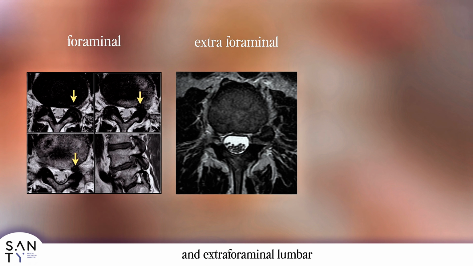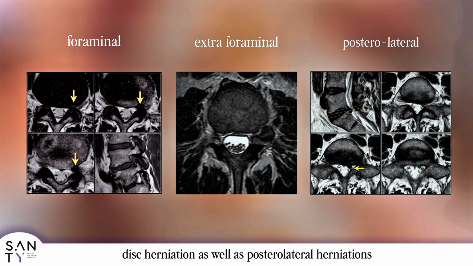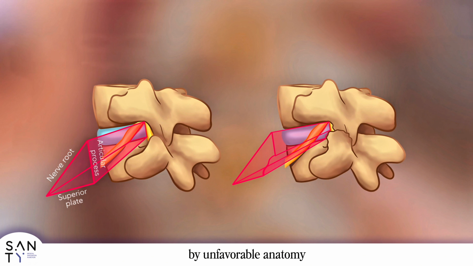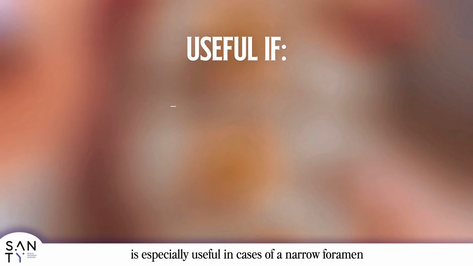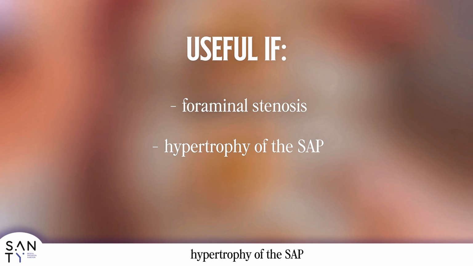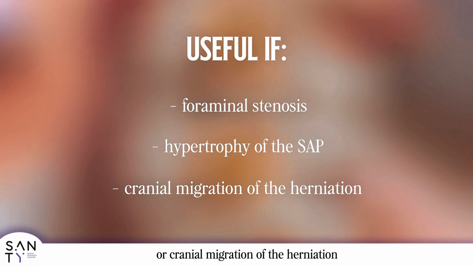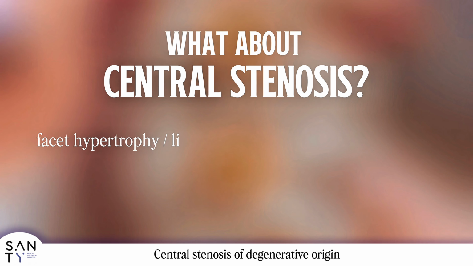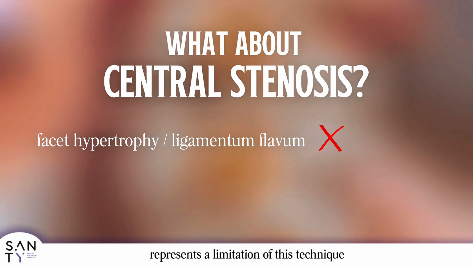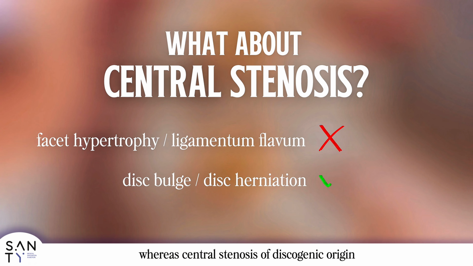The TRANS SAP technique mainly applies to foraminal and extraforaminal lumbar disc herniation, as well as posterolateral herniations, particularly when the conventional transforaminal approach is limited by unfavorable anatomy. This technique is especially useful in cases of a narrow foramen, hypertrophy of the SAP, or cranial migration of the herniation. Central stenosis of degenerative origin represents a limitation of this technique, whereas central stenosis of discogenic origin can be easily treated using a TRANS SAP technique.